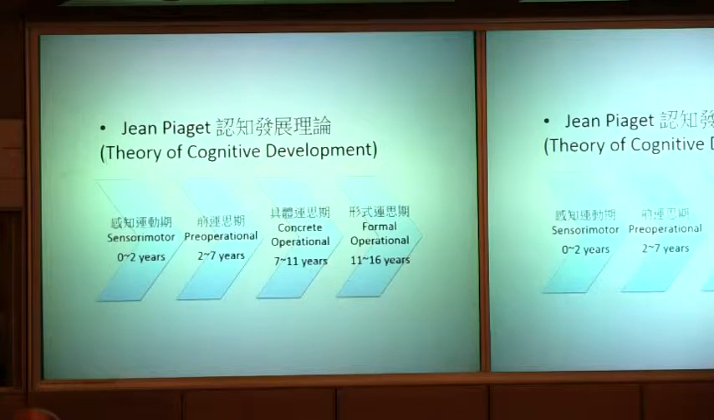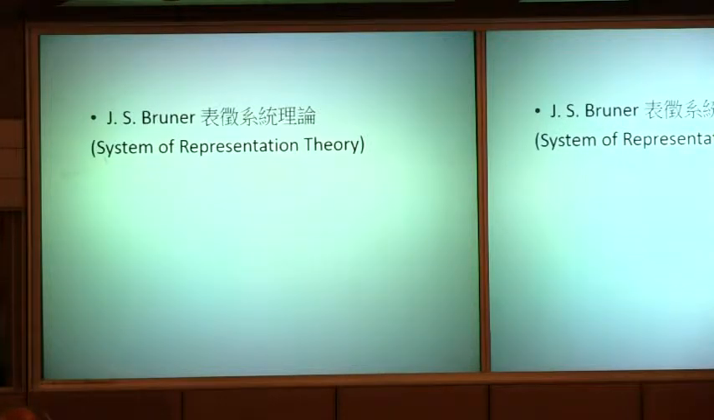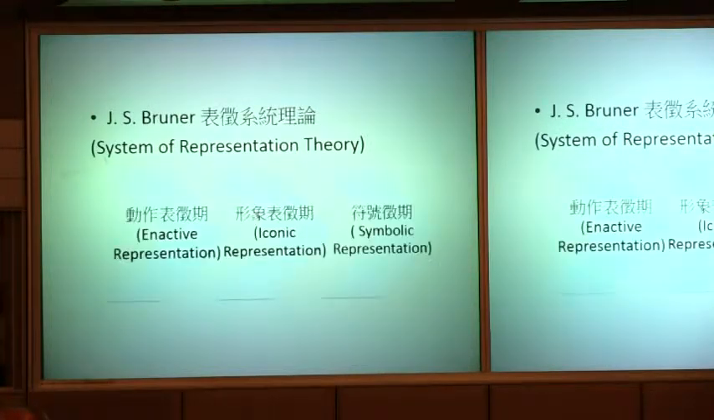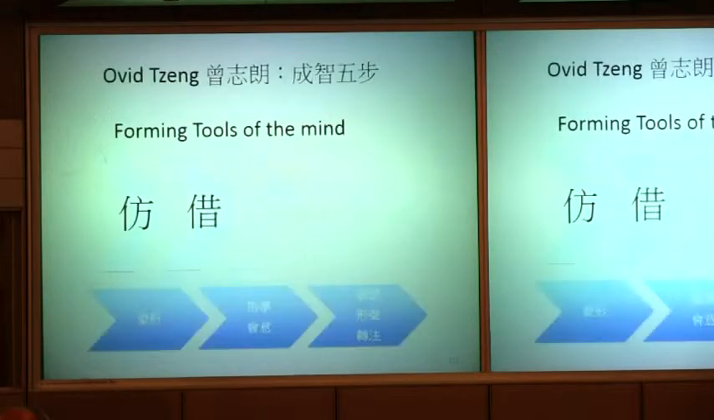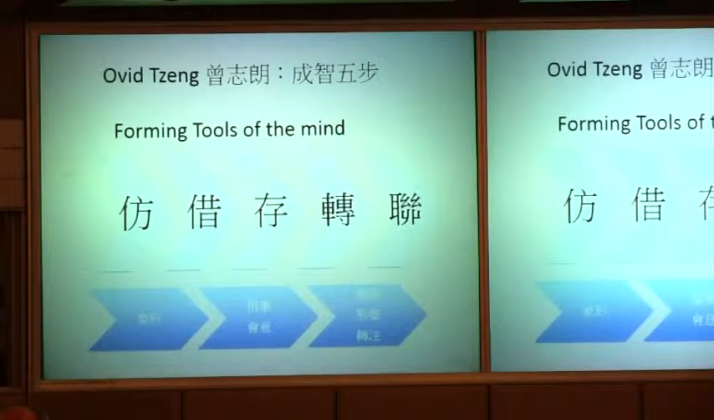If you look at Bruner, Jerome Bruner, an active representation, iconic, symbolic when we grow up. Then, if you look at it, we have forming tools of the mind from borrowing, from imitation, borrowing, storage, transformation, and connection. That's the 5 steps.